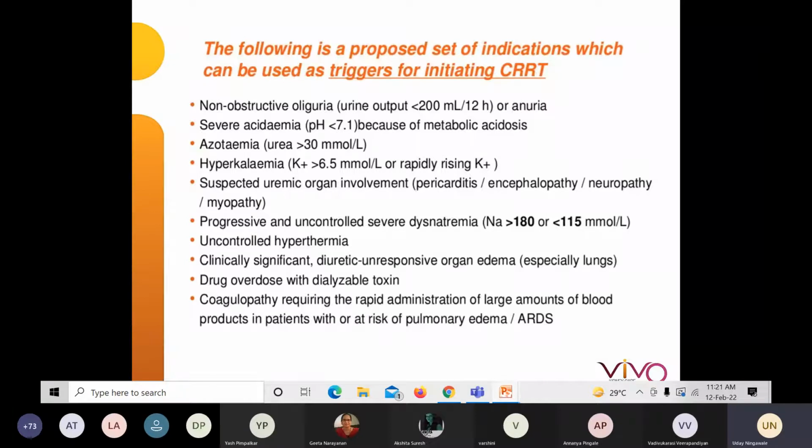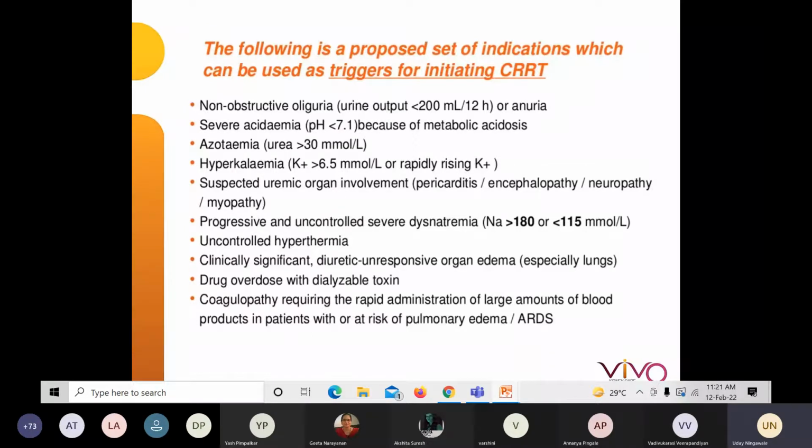Uncontrolled hyperthermia, clinically significant diuretic-unresponsive organ edema, especially lungs, drug overdose and dialysable toxins. If any drug overdose or dialysable toxins are there, they can be taken care of by the CRRT. Coagulopathy requiring the rapid administration of a large amount of blood products in patients at risk of pulmonary edema and ARDS.